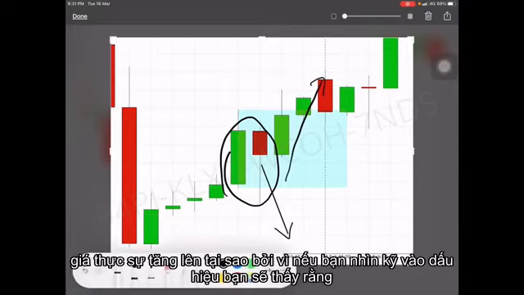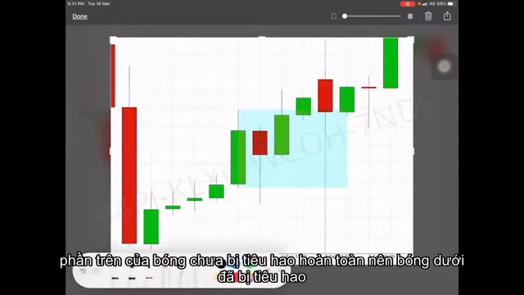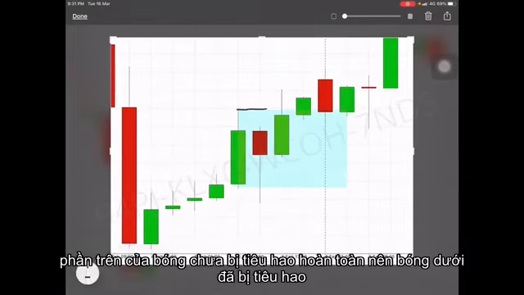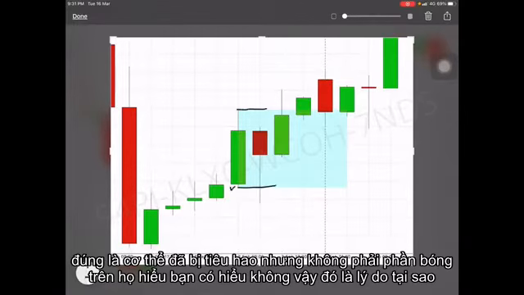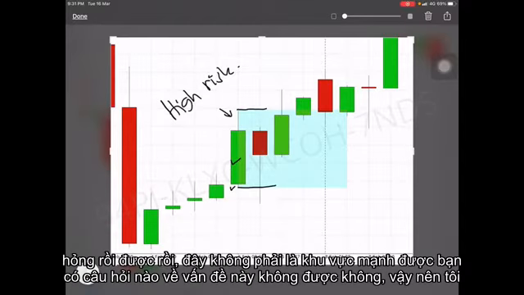Why? Because if you look closely at the marking, you will see that the upper part of the shadow has not been consumed completely. The lower shadow has been consumed, the body has been consumed, but not the upper shadow. Do you understand? So that's why this is called a high risk. High risk means that zone is most likely to be broken. It's not a strong zone. Do you have any questions on this one?